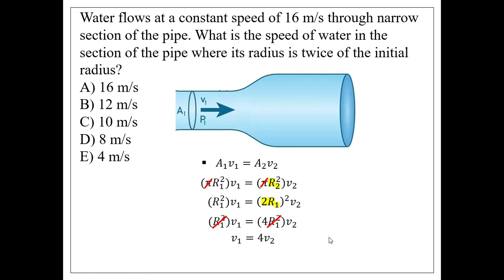Well, to find V2, I'm just going to divide both sides by 4. Therefore, V1 is 16 because it's given, divided by 4. So 16 divided by 4 is 4. Okay, so just pay attention to functions, make sure you substitute correctly, and use parentheses when appropriate.